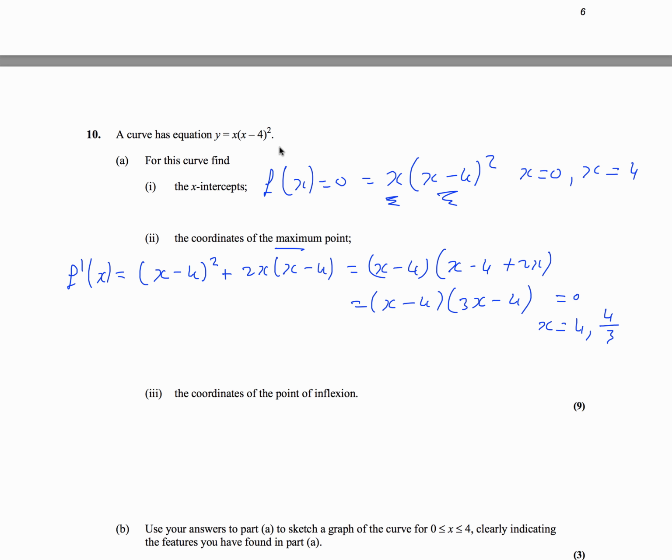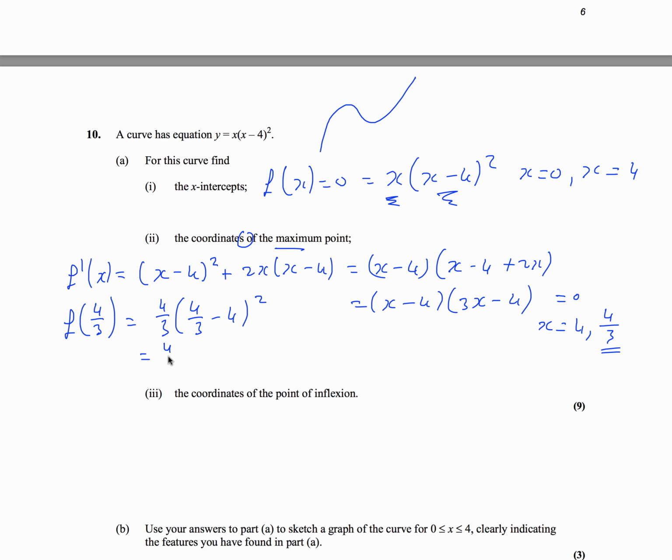Now this is a cubic function, and the coefficient of x to the power 3 is positive, so it's going to be like this. So my maximum point is going to be to the left of the minimum point. So this is my maximum point. Now I need to find a coordinate, so I need to find a y value, so I need to substitute that into the function. f of 4/3, which is 4/3 into (4/3 minus 4) squared.